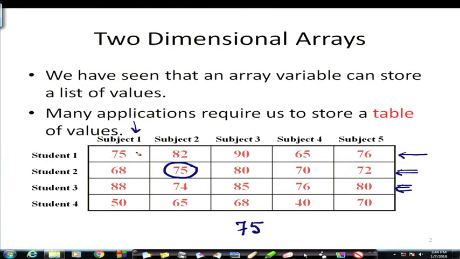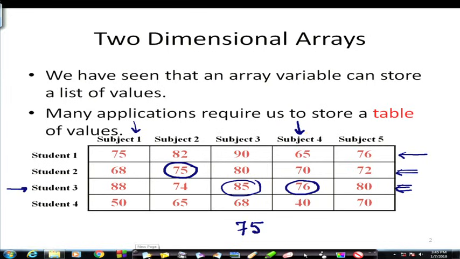Whatever we tell you, you can tell that it is the subject 2 marks of student 2. This is the subject 3 marks of student 3. So, in that way I can represent any of these as identified by some row number and column number.